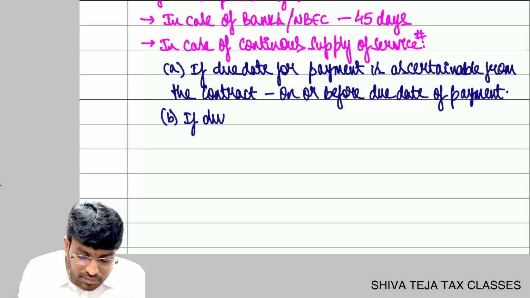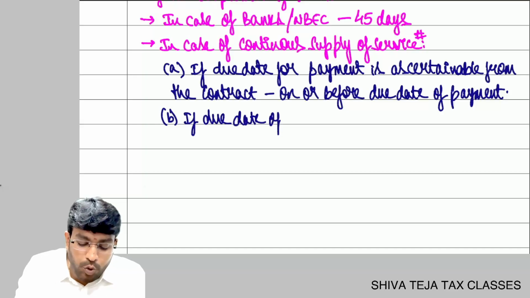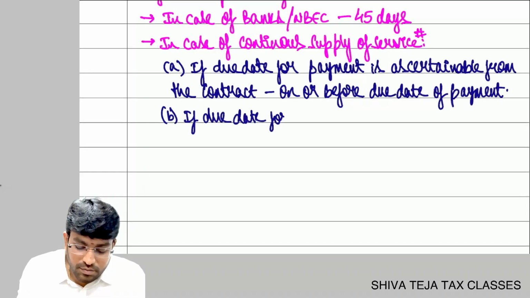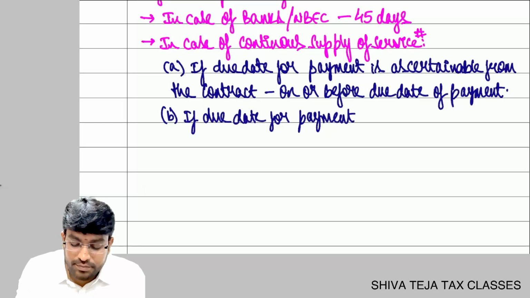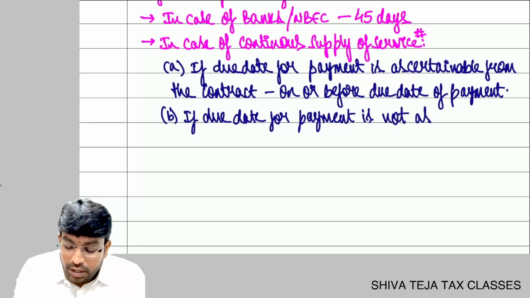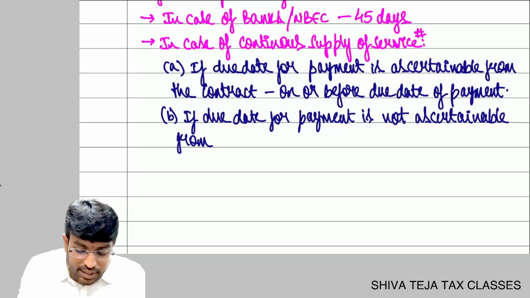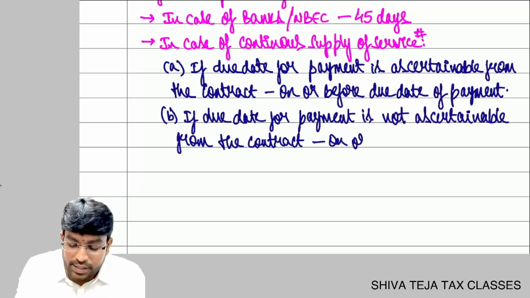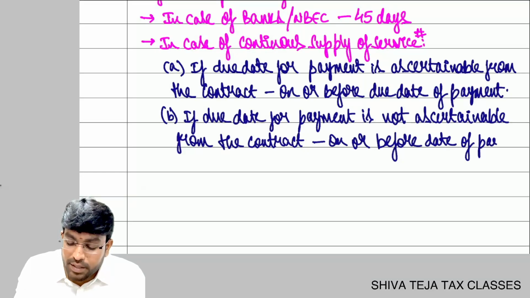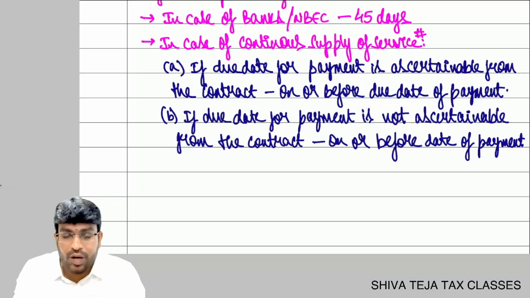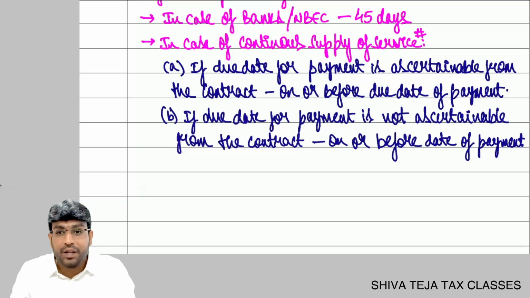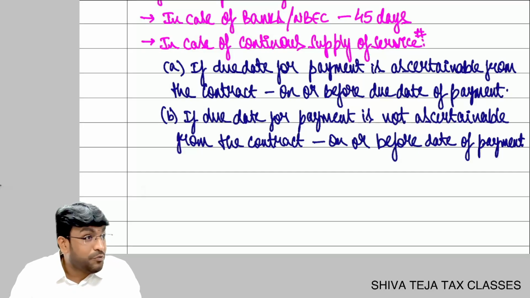And next line. If due date for payment is not ascertainable from the contract, then you have to issue invoice on or before date of payment. If you know the due date, you will issue invoice on or before the due date. If you don't know the due date, you will issue invoice on or before the date of payment. Getting clarity?